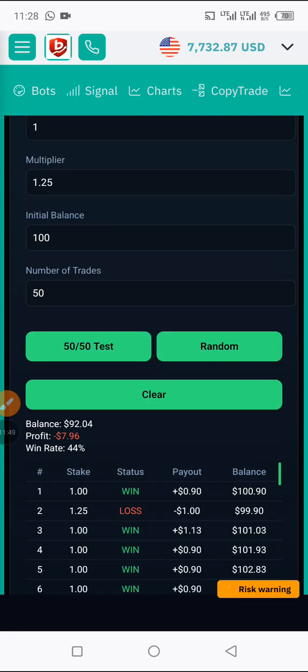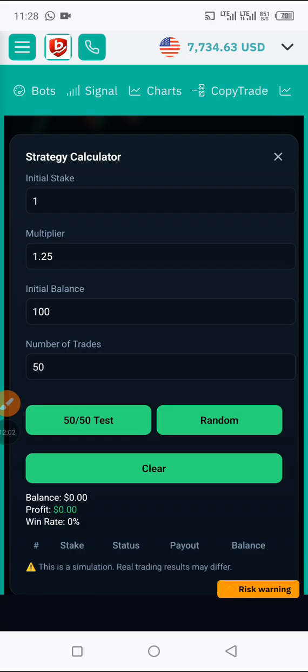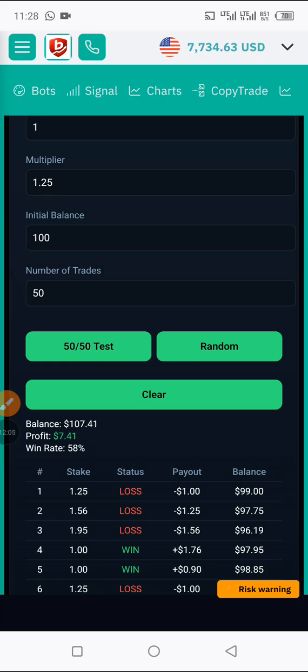Let me randomize again. Okay, the profit is 89 cents. Okay, another randomizing. Okay, the profit is $3. The profit is $7.41, $5, $2. So you can keep on randomizing if you want to see how the trading result will look like. So it's up to you to use this calculator. It helps you to determine whether this trading is worth it for you.